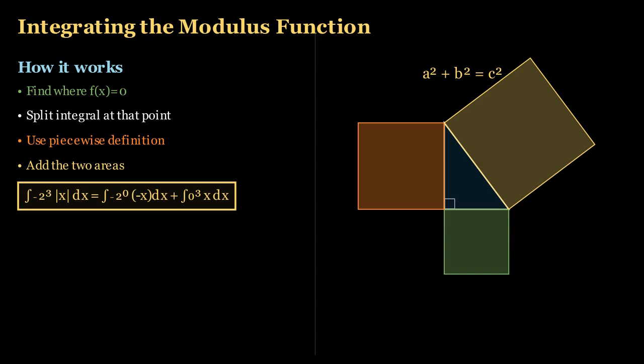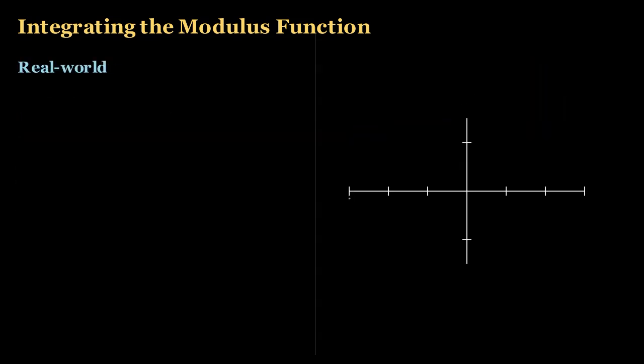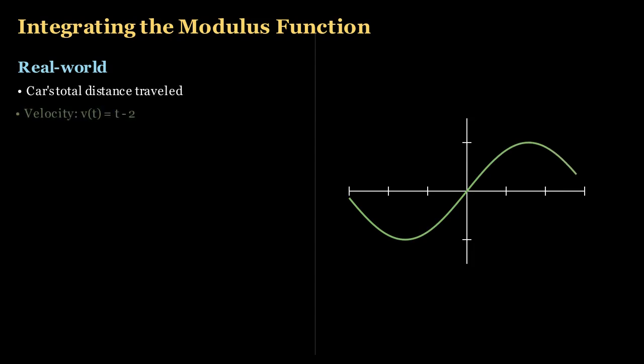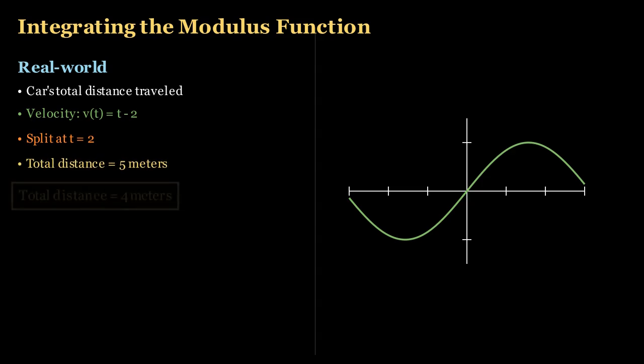So we integrate the absolute value of the velocity. The expression inside the modulus, t − 2, is 0 at t = 2. That is our split point. From 0 to 2, t − 2 is negative, so its absolute value is negative of t − 2, which is 2 − t. From 2 to 4, t − 2 is positive, so the absolute value is just t − 2. Now integrate. The first integral, from 0 to 2 of 2 − t dt, gives the area of a triangle with base 2 and height 2, which is 2.